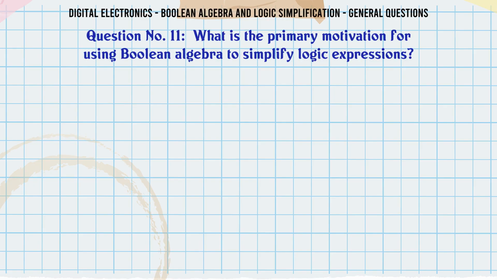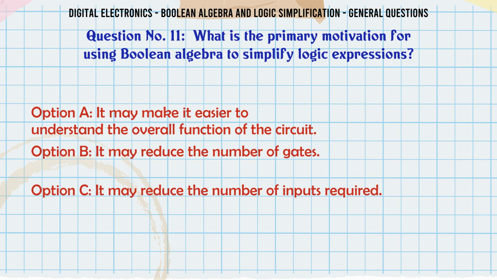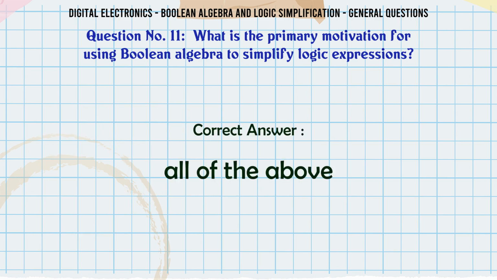What is the primary motivation for using Boolean algebra to simplify logic expressions? A, it may make it easier to understand the overall function of the circuit. B, it may reduce the number of gates. C, it may reduce the number of inputs required. D, all of the above. The correct answer is all of the above.